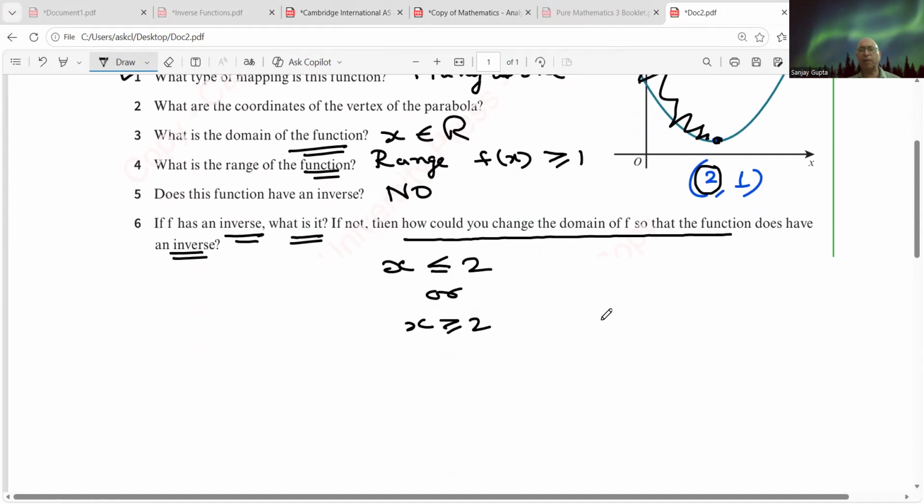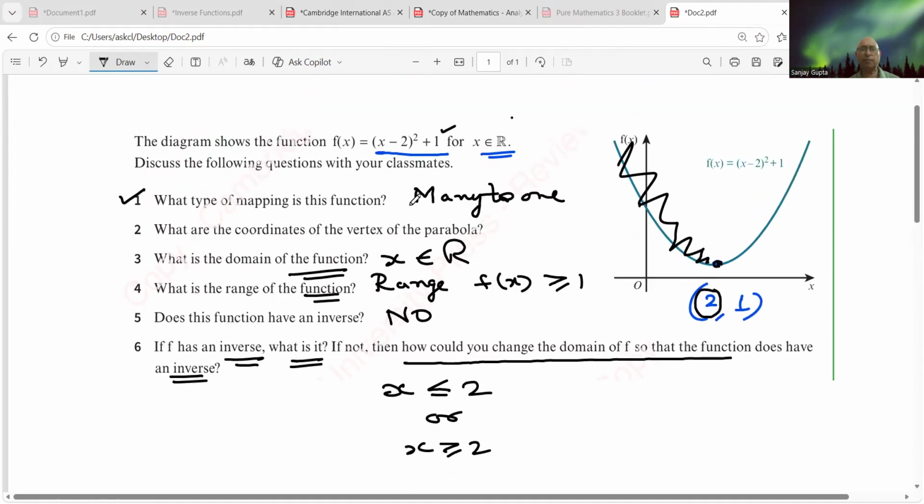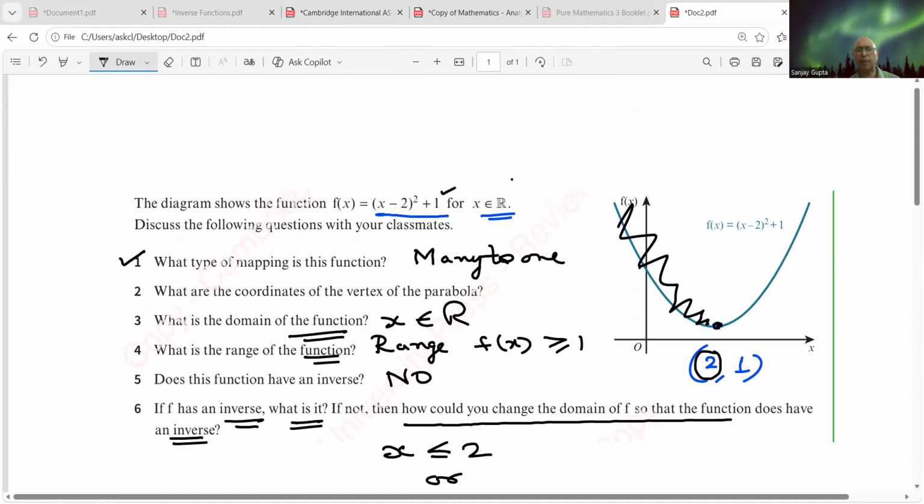So let's take one of these and write the inverse. Let's take the first one. So I have the same function with me, but now the domain is x less than or equal to 2. Isn't it right? So x less than or equal to 2 means the right part is gone. So this part you can forget.